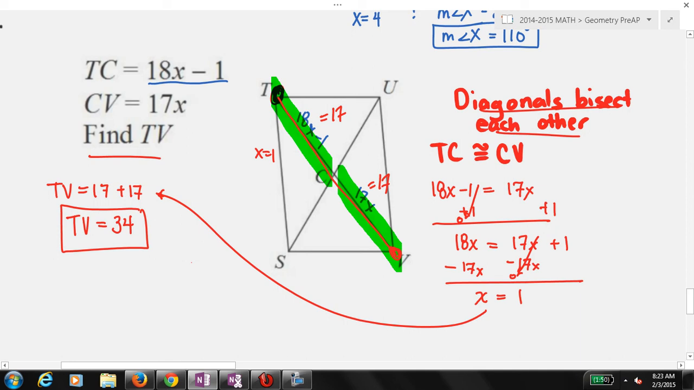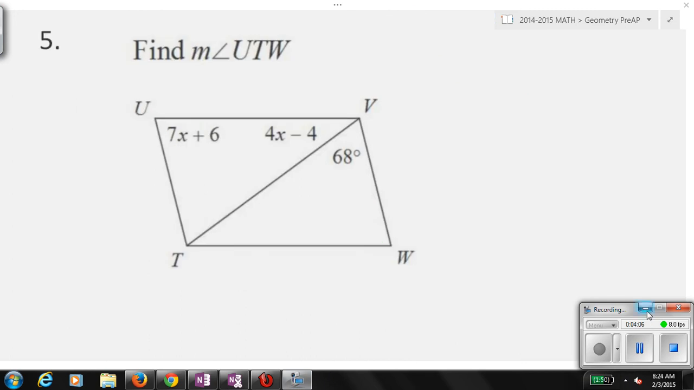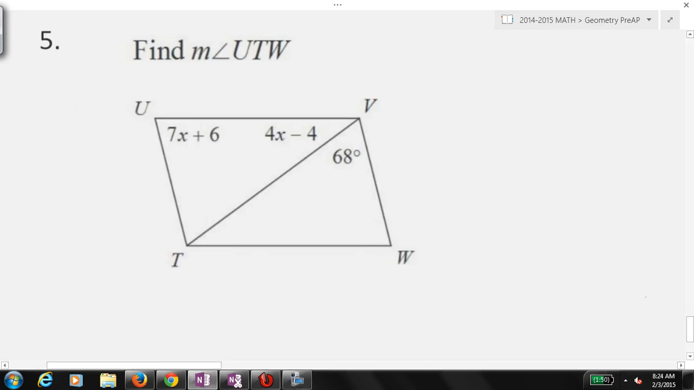All right, that was dealing with diagonals. The next example is, let's look at that one. All right, the next example, what am I dealing with? Sides, diagonals, or angles? What are they asking for? Angles. Okay, so just be careful here. In this particular case, I'm going to be dealing with angles.